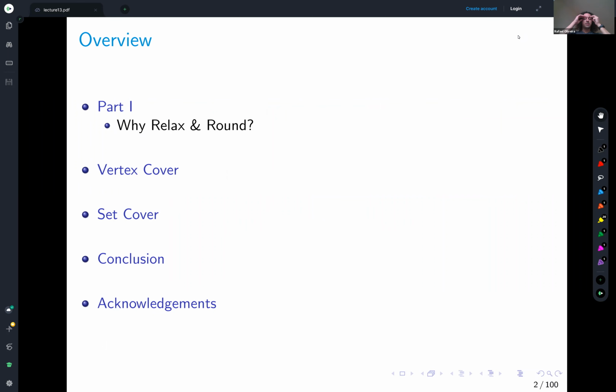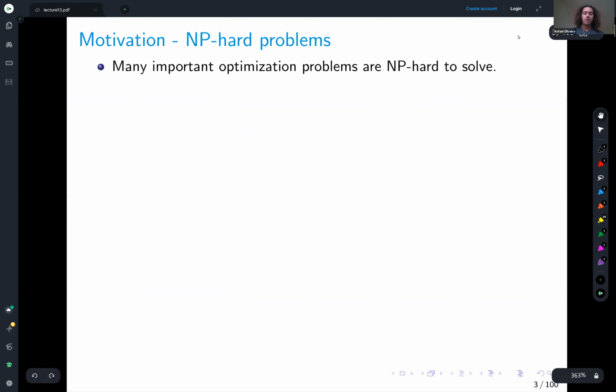And the first part is, why do we need to do linear programming relaxations? And then we're going to see two problems. One of them is the vertex cover, and the second one is the set cover. And we're going to see how linear programming can come to the rescue of problems that are really hard.